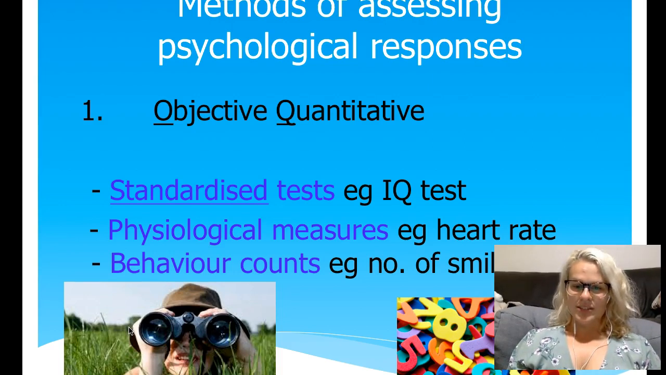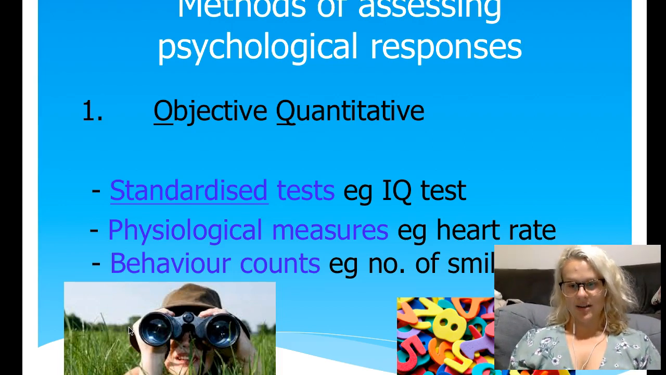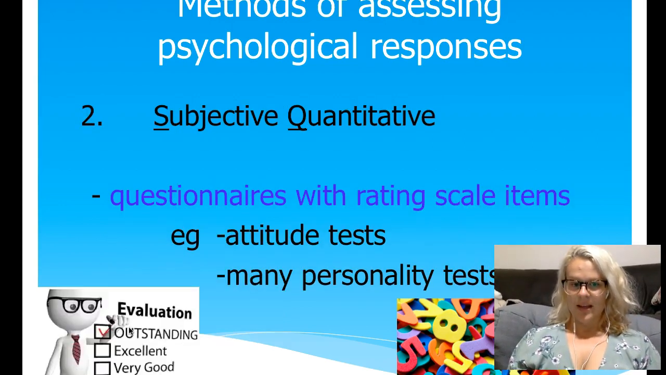Physiological measures like the heart rate, the weight, the height, blood pressure, those kinds of things are objective quantitative, and behaviour counts. But again, not all of these are going to be reliable.